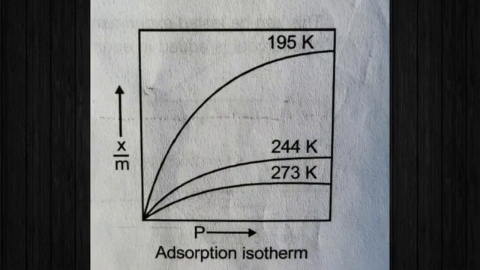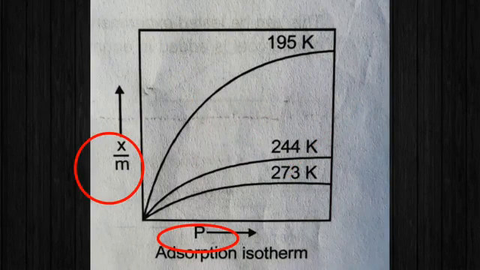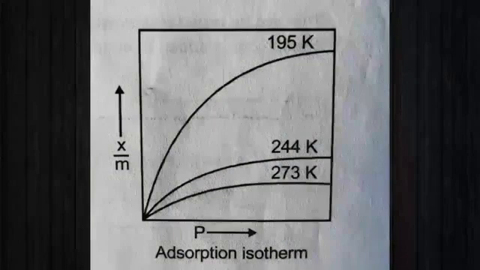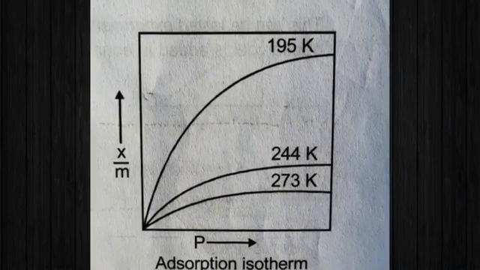So students, the relationship is generally represented in the form of a curve where mass of the gas adsorbed per gram of the adsorbent is plotted against pressure. These curves indicate that at a fixed pressure there is a decrease in physical adsorption with increase in temperature. These curves always seem to approach saturation at high pressure.